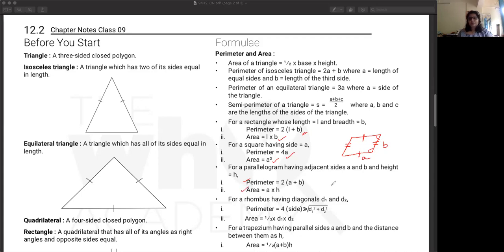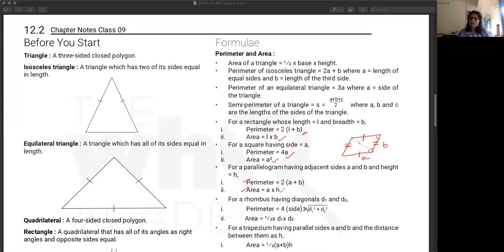Area of a parallelogram is again similar to the area of a triangle, but because a parallelogram is made up of two identical triangles, it'll be double whatever you have as the area of a triangle. So that is equal to A into H.